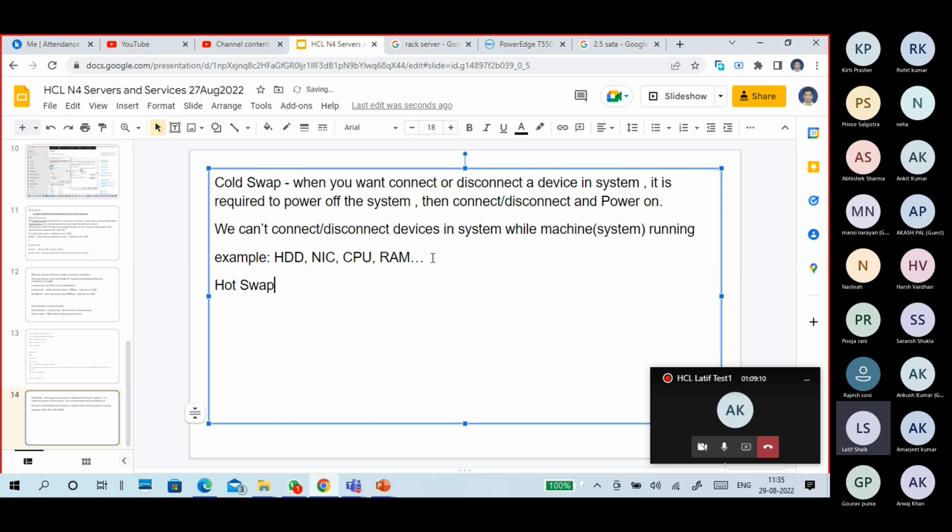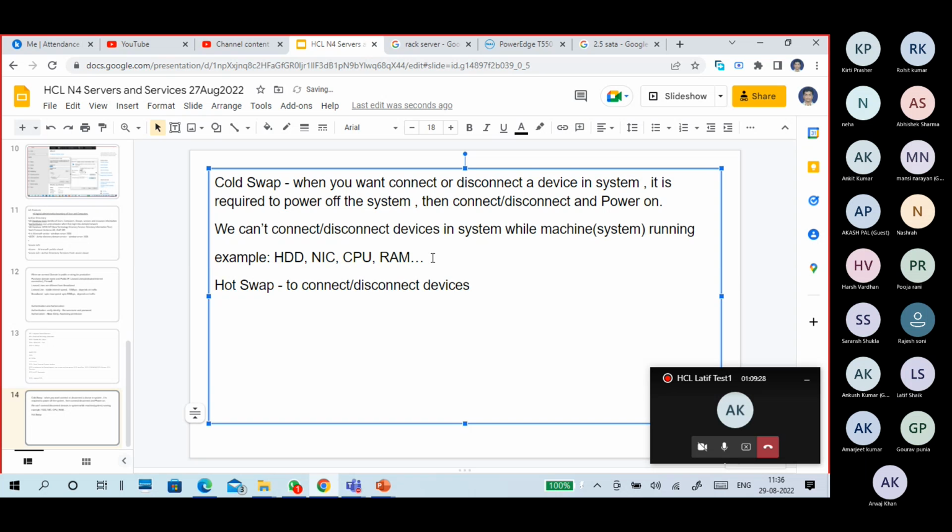Everybody knows hot swappable, with examples also. Connecting or disconnecting devices to a system or a machine is not required to power off. Examples: USB, the best example, USB connections. Anything you connect to USB: pen drives, external hard disks.